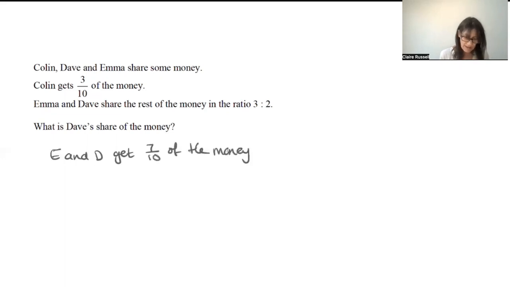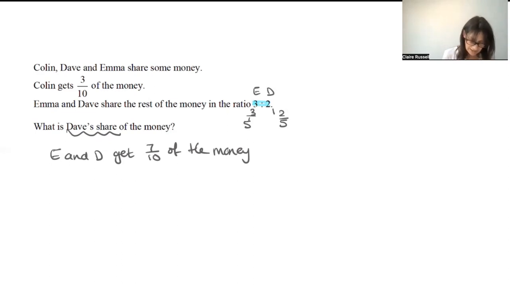We're told about the ratio that they get the money in. So this is Emma and this is Dave, and it's all about Dave's share. So that's what I'm focusing in on. So if they share in the ratio of 3:2 as a fraction, Dave will get 2/5. Okay, Emma would have got 3/5. And just doing that to remind you that actually ratios are just numerators of fractions, and you add those ratios to get the denominators. So what do I know now?